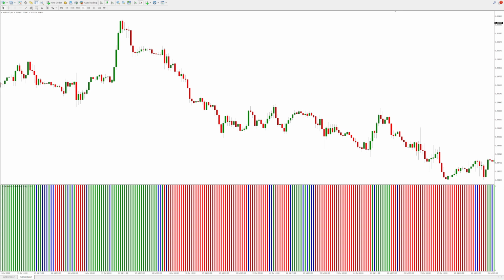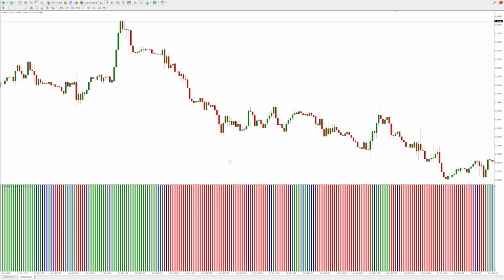Hi traders, in this video we're going to be taking a look at the chop zone indicator. What this indicator does is basically show you if we are in a downtrend, an uptrend, or a range. You can see the indicator here below my chart. This is the MT4 platform, pound dollar 1 hour chart.